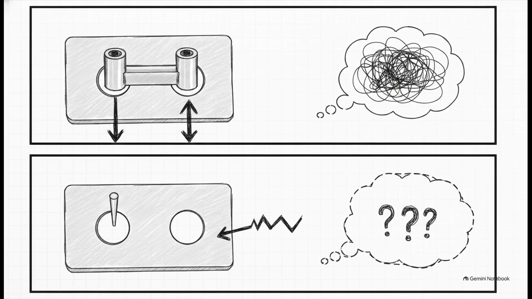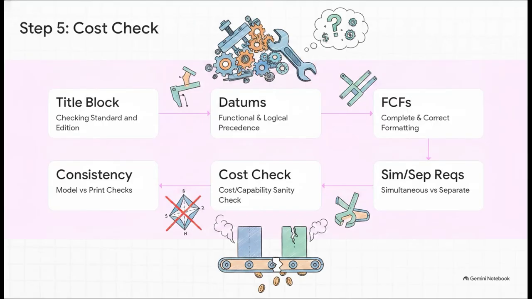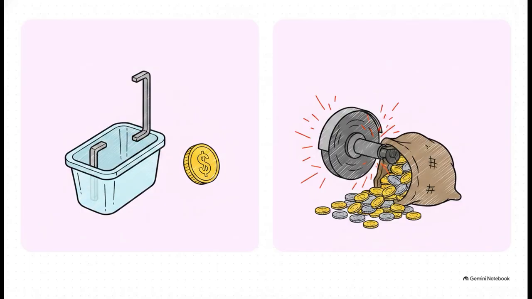If the drawing doesn't explicitly state the intent using terms like SIM REQT or SEP REQT, the manufacturer is left completely guessing. Step 5 is our crucial reality check, the cost and capability sanity check. You can have a flawlessly legal GD&T drawing that is absolutely impossible to manufacture affordably.